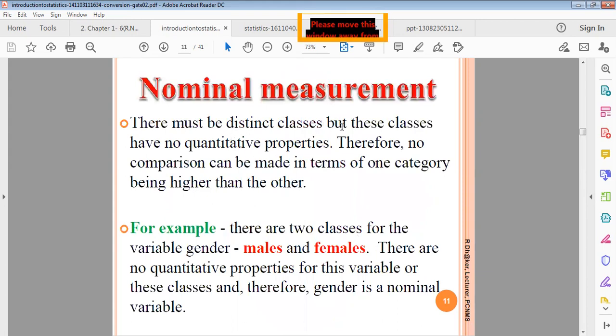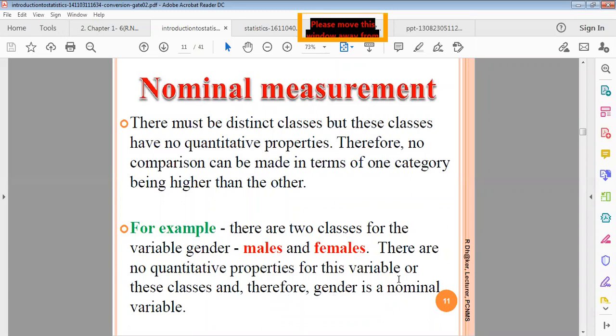There must be distinct classes, but these classes have no quantitative properties. Therefore, no comparisons can be made in terms of one category being higher than the other. For example, there are two classes for the variable gender, male and female. In a class, there are male and female. There are no quantitative properties for these classes. Therefore, gender is a nominal variable.